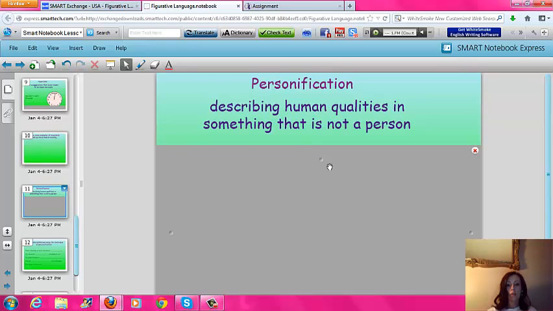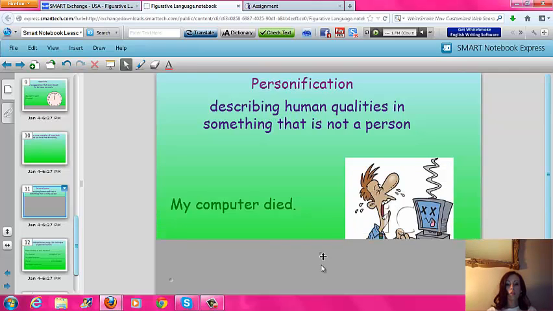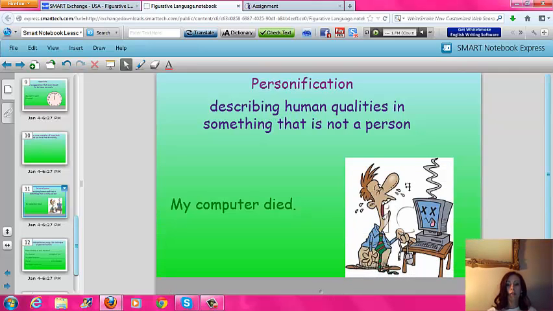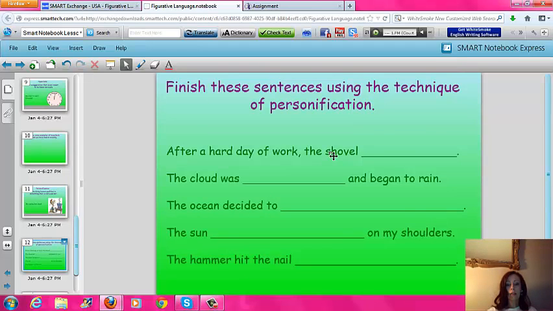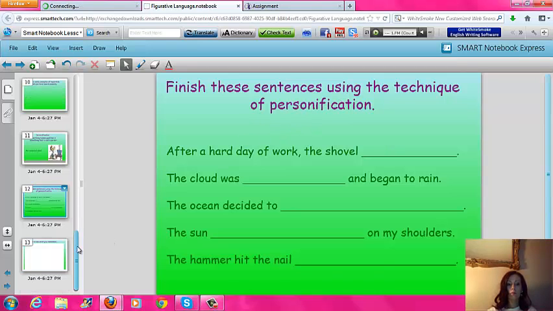The next one is personification, describing human qualities in something that is not a person. Scrolling down, my computer died. I love the visual. It allows them to see my computer died, making it a person. Then, this is kind of like Mad Libs, and students are able to fill in the blanks. So after a hard day of work, the shovel broke, or the shovel bent in two. Finish these sentences using the personification. Doesn't really give a correct or incorrect answer, but you can monitor these with your students.